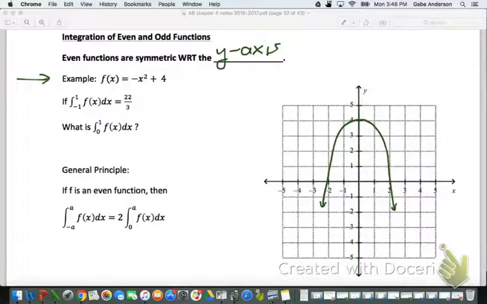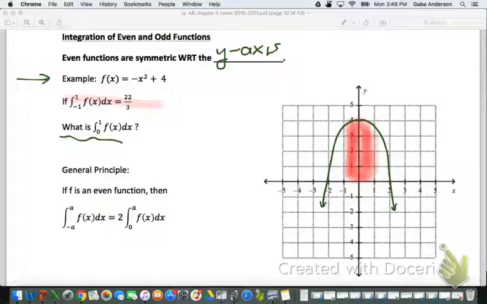So if I were to tell you that the integral from negative 1 to 1 is 22/3, that would be this area right in here. So if I told you that that area was 22/3, then what is the integral from 0 to 1 of f of x?